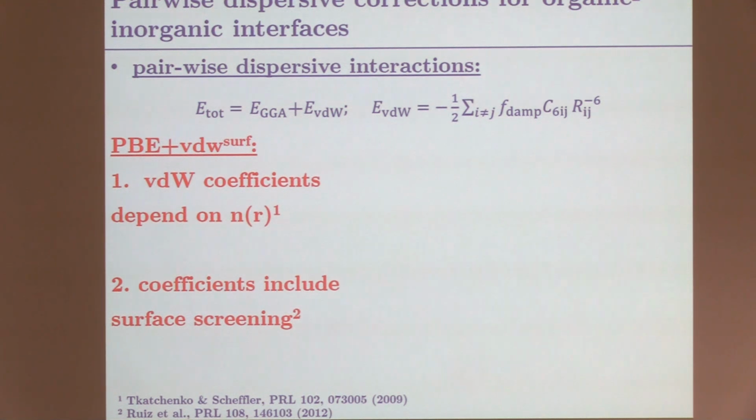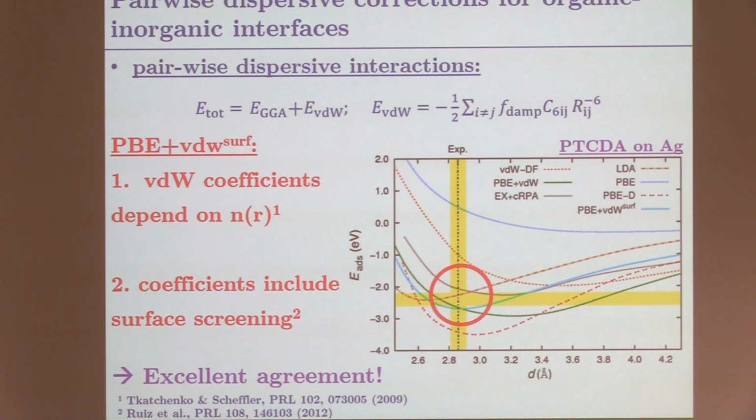There's a theory called Lifshitz-Zaremba-Kohn theory, and this is what Tkachenko, Scheffler, and others have used to further adapt the coefficients in this formula to include the screening of the surface. One of the first systems they have looked at is again PTCDA on silver, and it's a beautiful system for us theorists because it's so well characterized.